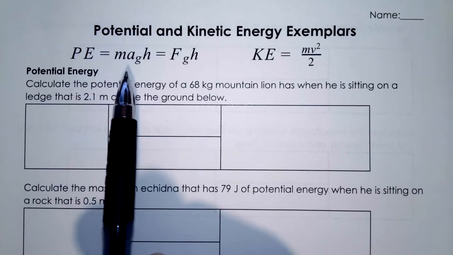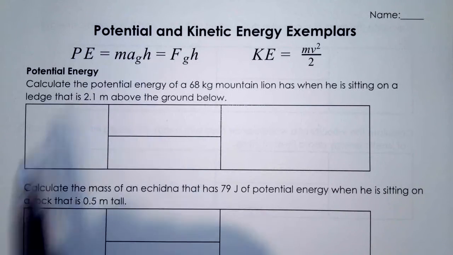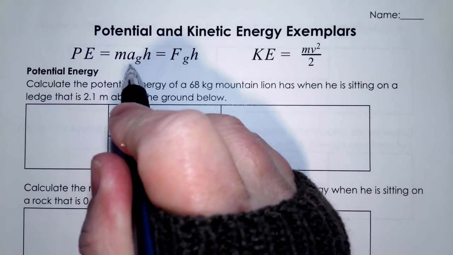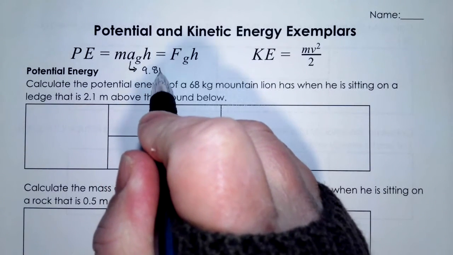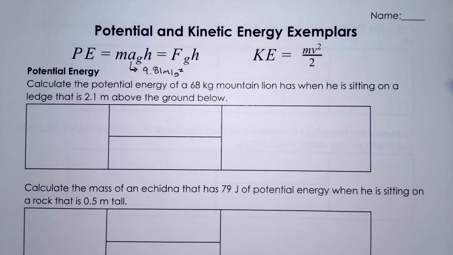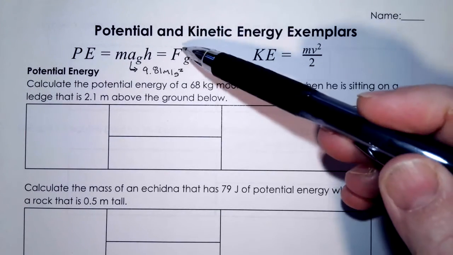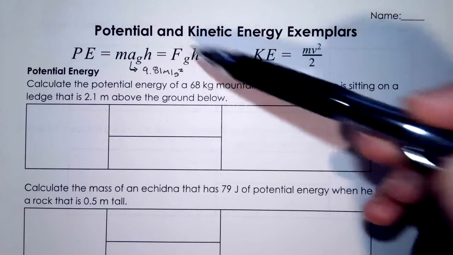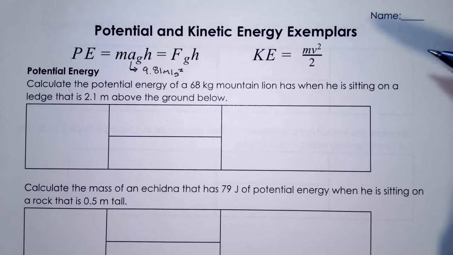Potential energy is calculated, as you can see from the formula, by the mass times our old friend acceleration due to gravity, which we know is 9.81 meters per second squared, times the height. Or, if you prefer, you can do the weight of the object, which is really mass times the acceleration due to gravity, times the height. Okay, so let's dig in here.